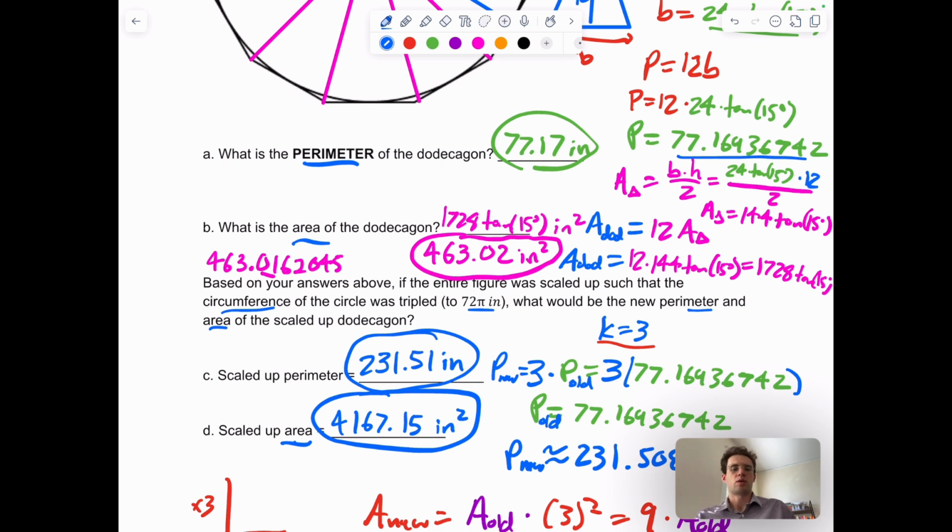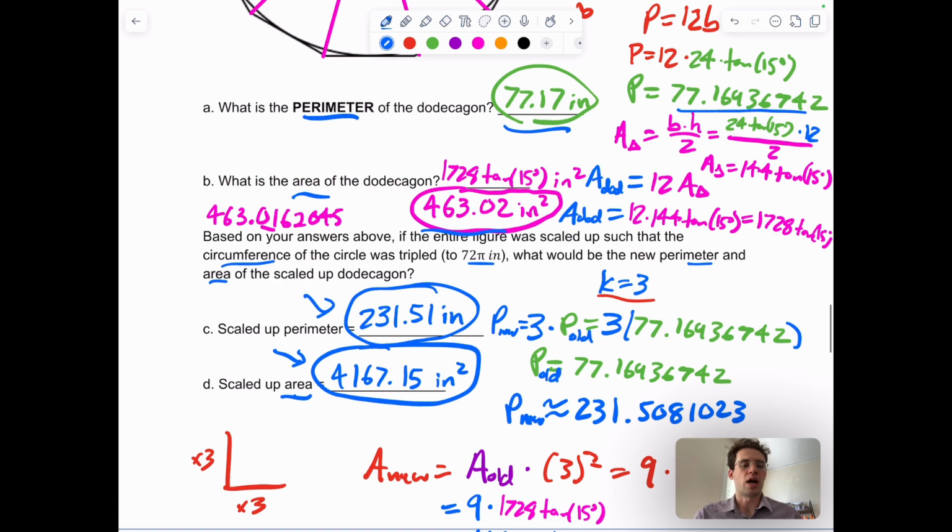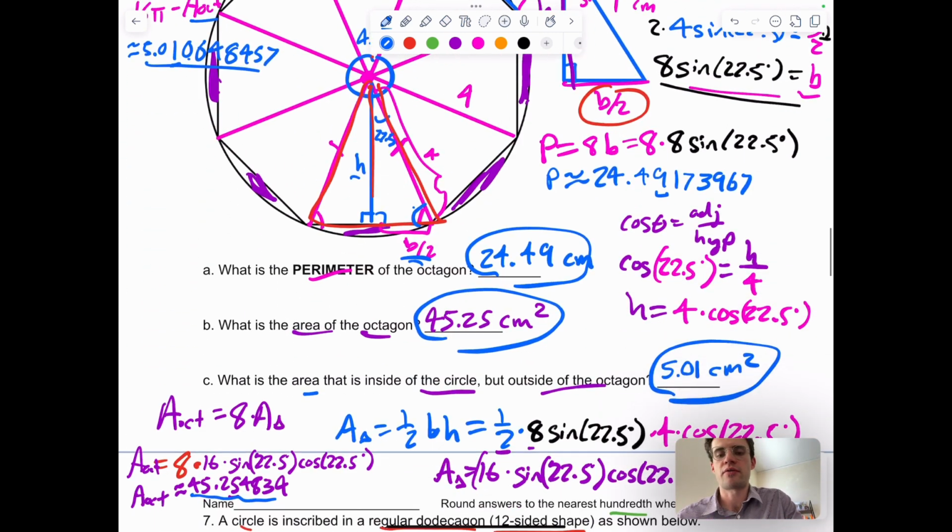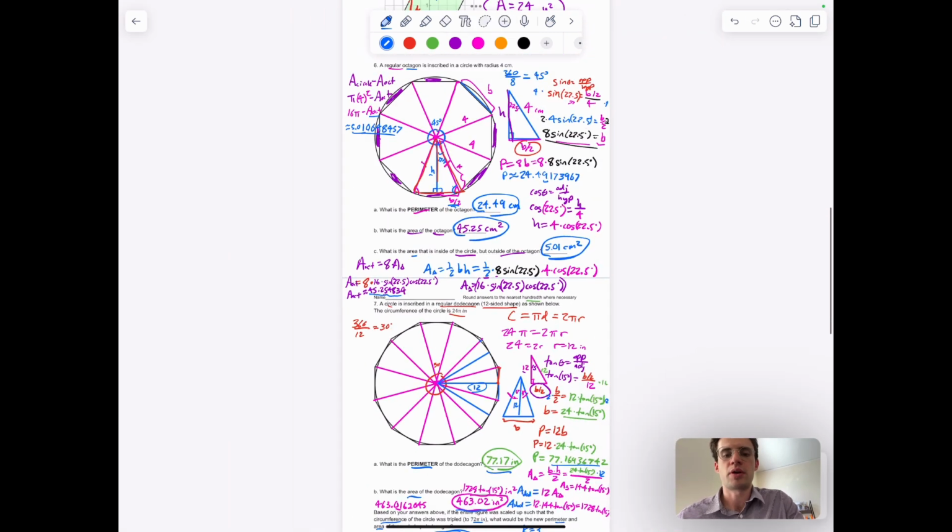Again, for this one, it's 3 times the perimeter to get this, and it's 9 times the area to get this. You could also just use the already rounded answers. I generally gave credit, but if you want it to be very exact, then I would use the unrounded answer. You shouldn't round until the very, very end. Just make sure that you're keeping track of your units and that you are breaking down your problems step by step.